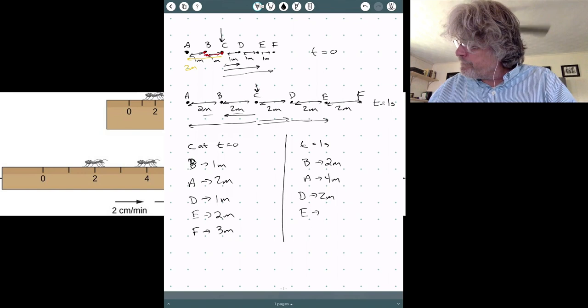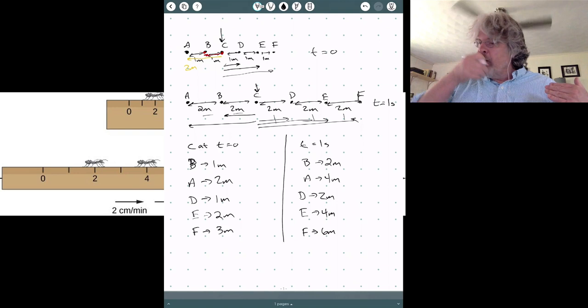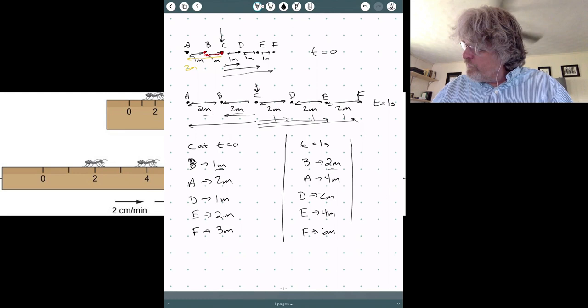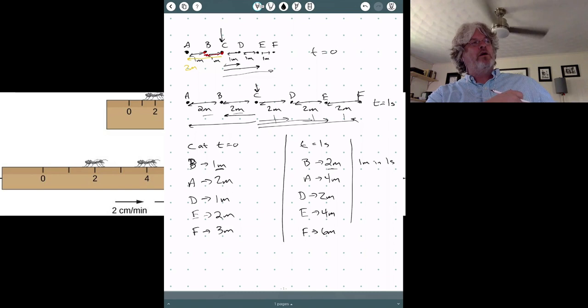And galaxy F has moved, it is now at 6 meters away after 1 second. So how much did they move in 1 second? Galaxy B moved from 1 meter to 2 meters in 1 second, so it has moved 1 meter in 1 second. If I'm sitting on galaxy C and I look at galaxy B, it just moved 1 meter in 1 second. It's moving away from me at 1 meter per second.